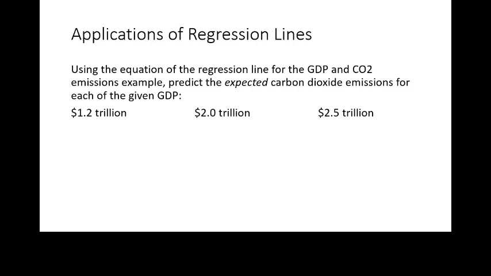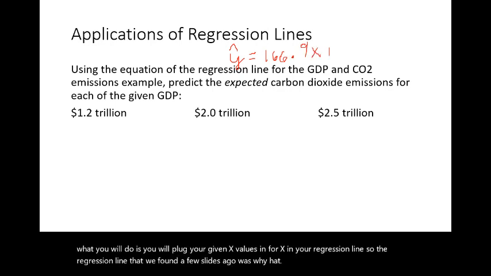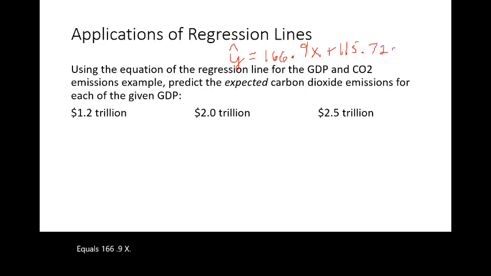So the regression line that we found a few slides ago was y hat equals 166.9x plus 115.725. So we're going to take these given GDPs and we're going to use our regression line to predict the expected CO2 emissions for each GDP.